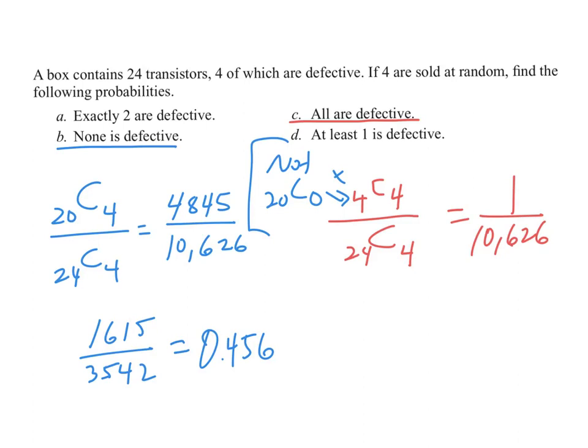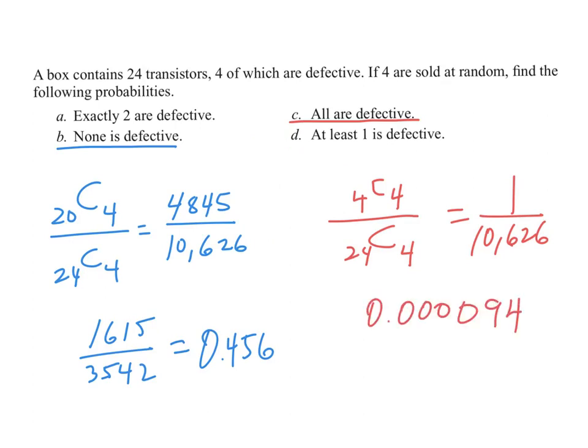Okay? Now, so that decimal is that. It's very small. The likelihood of picking 4 broken transistors out of 24 is small. It's unlikely to happen. Okay?